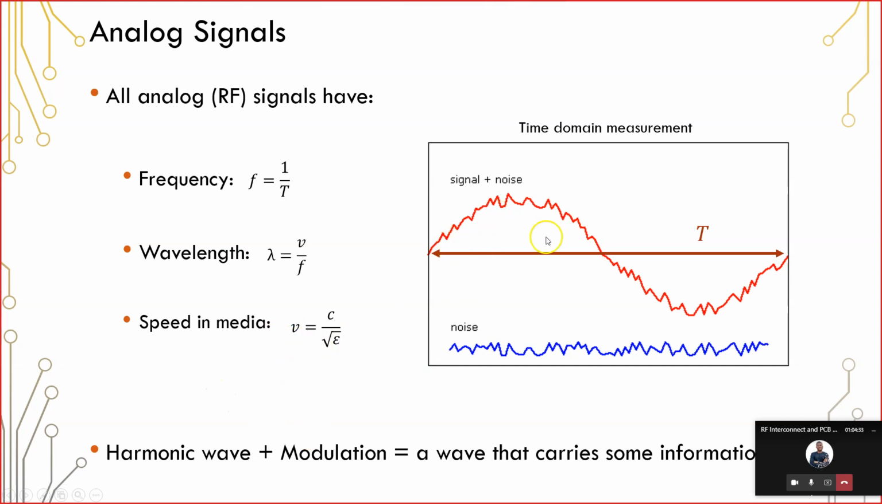When we take this wave and we apply modulation to it, we now have a wave that carries some kind of useful information. That's the entire idea behind RF communication: we have this wave that we can generate and we change some characteristic of that wave.